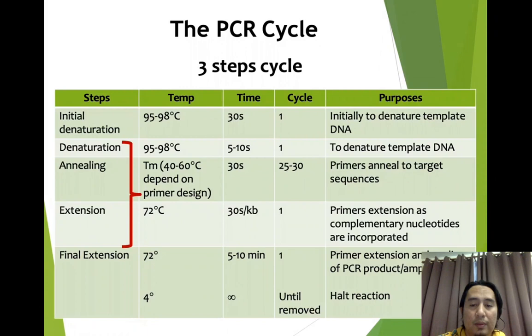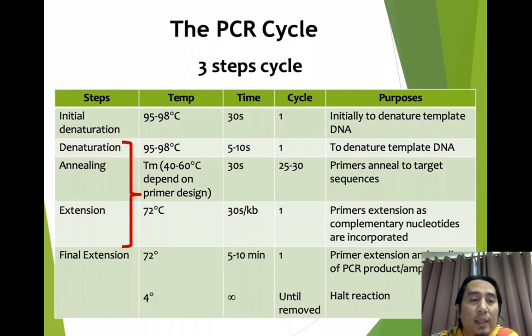So next let's go to the PCR cycle, which consists of 3 steps. Why 3 steps? Because initial denaturation is 1 step, denaturation, annealing and extension is 1 step, and final extension is 1 step. So let's go one by one. The first one is initial denaturation.